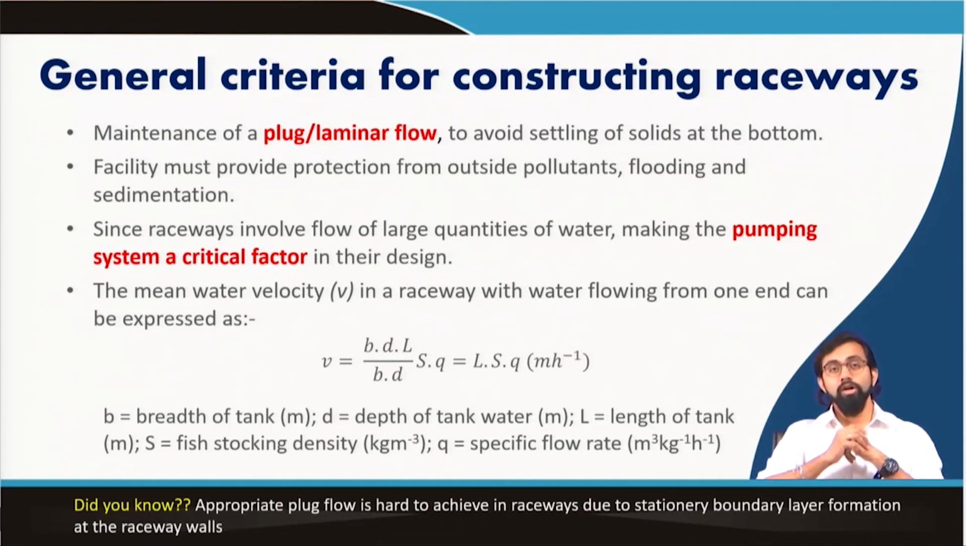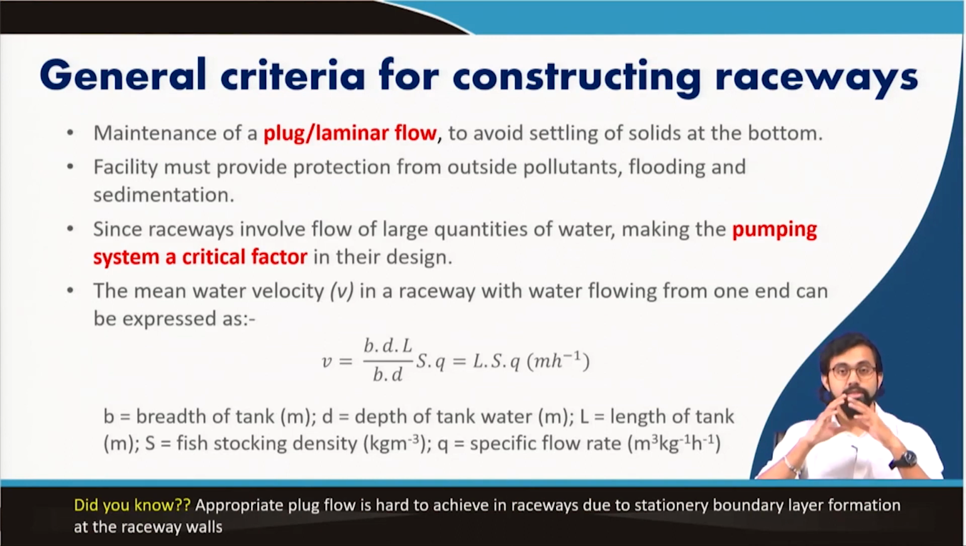The mean water velocity V in a raceway, with water flowing from one end, can be expressed as V = L / (B·D) × S × Q. So what is this? B is the breadth of the tank, D is the depth of the tank water in meters, L is the length of the tank in meters, S is the fish stocking density in kg per meter cube, and Q is the specific flow rate.